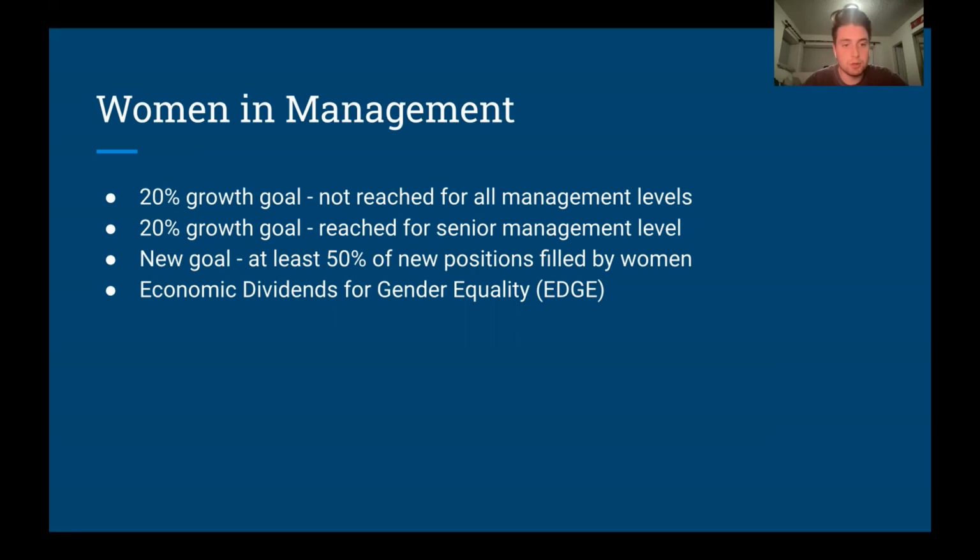They have a new goal up until 2026 to fill at least 50% of their new positions with women. Additionally, the Economic Dividends for Gender Equality, also known as EDGE, is a leading certification for gender diversity for organizations across the world, and they just moved the ECB up into their highest level.